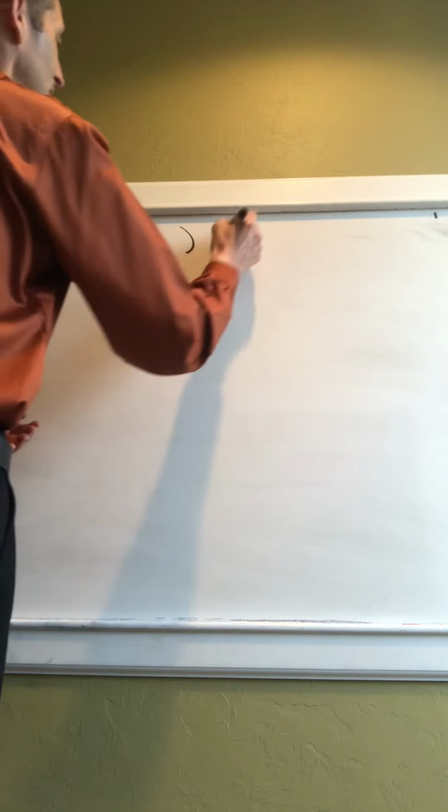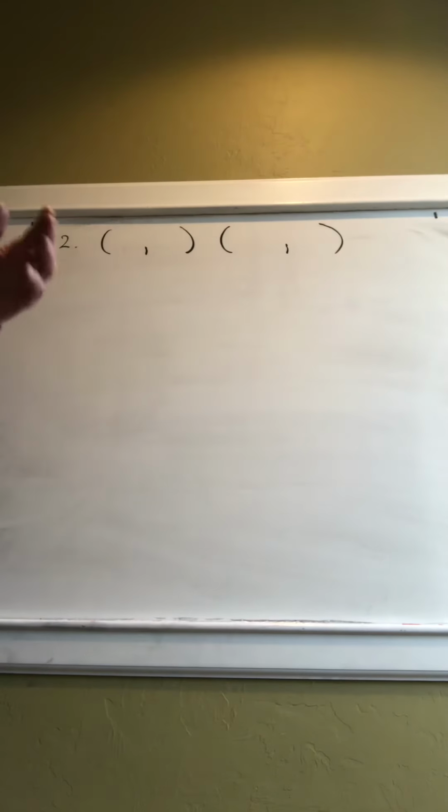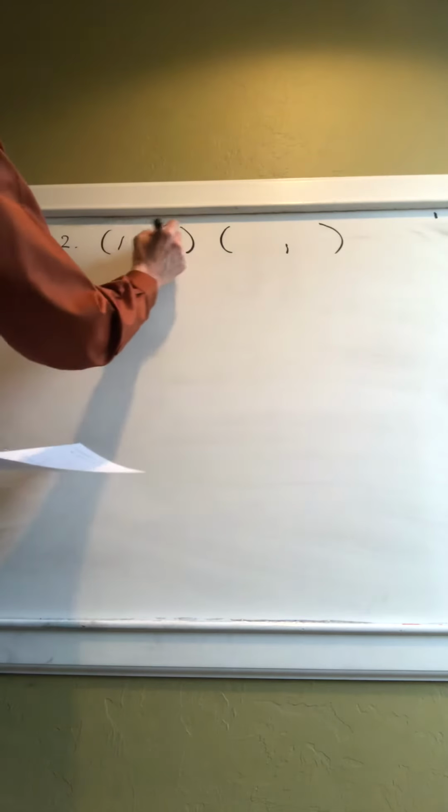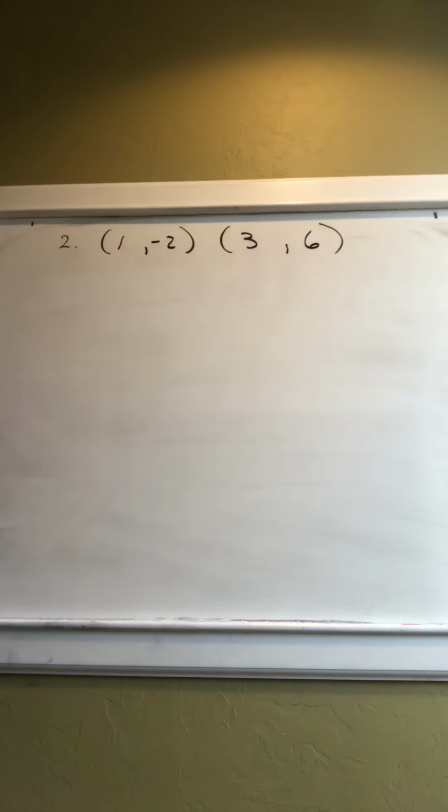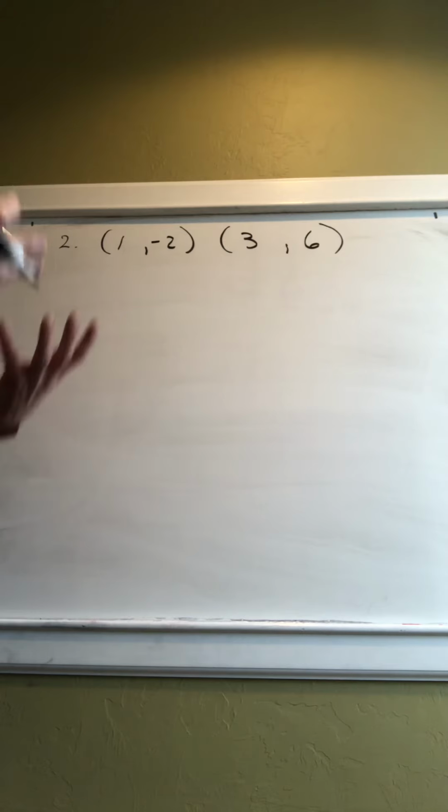Okay, so here we go. Number 2. And again, you get 2 ordered pairs to start with on this homework as opposed to just 1. So here we go. We got (1, -2) and we got (3, 6). So our first job is to find m and find b.